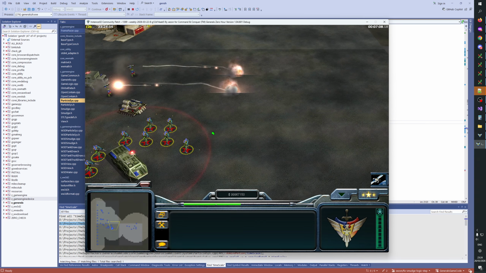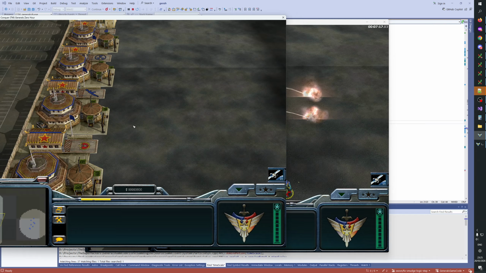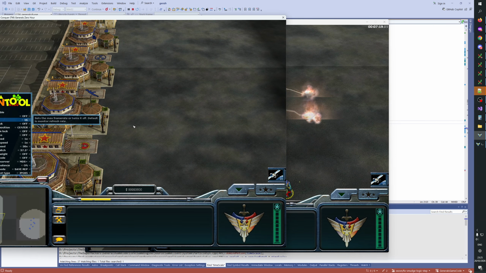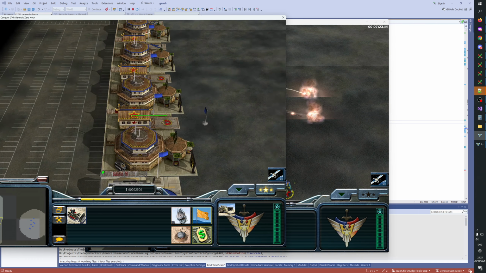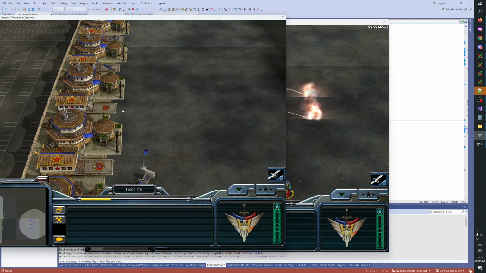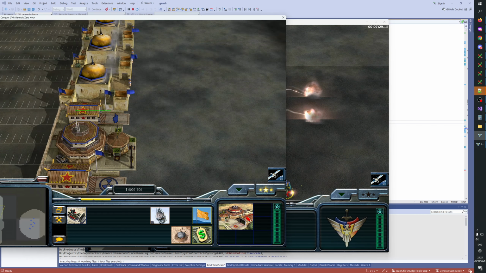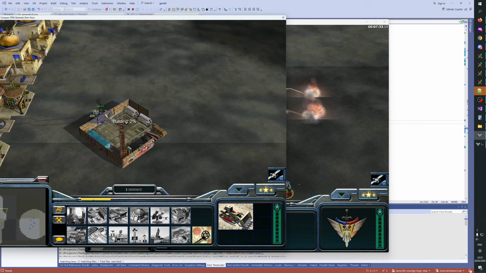Yeah, so something is wrong here. This doesn't look correct. Let me compare that here with this one. Oh. Let's get the nuke one. Yeah. So this is the original game.